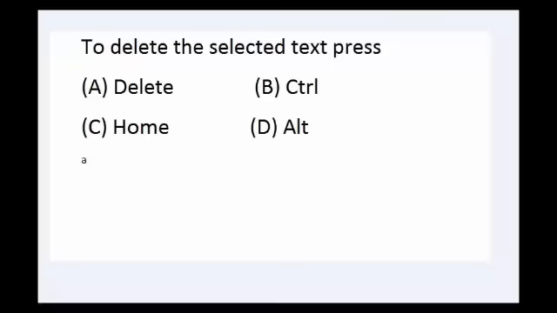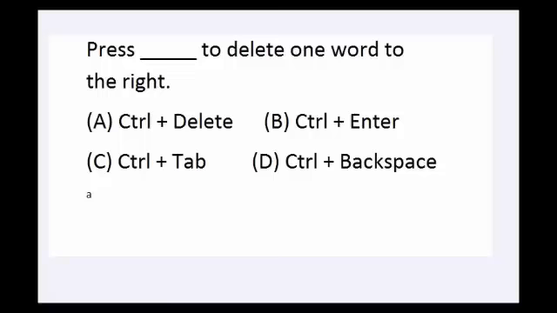To delete the selected text, press A. Delete, B. Control, C. Home, D. Alt. Press to delete one word to the right. A. Control plus D, B. Control plus Enter, C. Control plus Tab, D. Control plus Backspace. The answer is Control plus Delete.